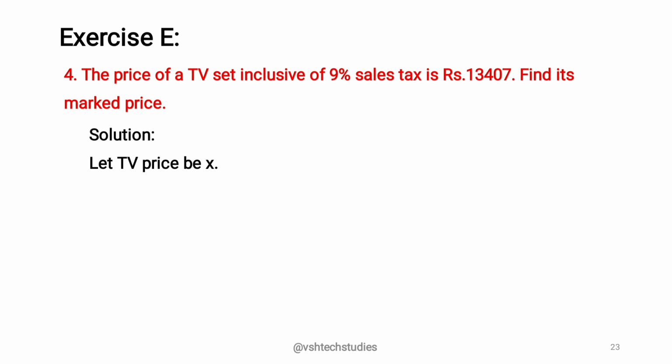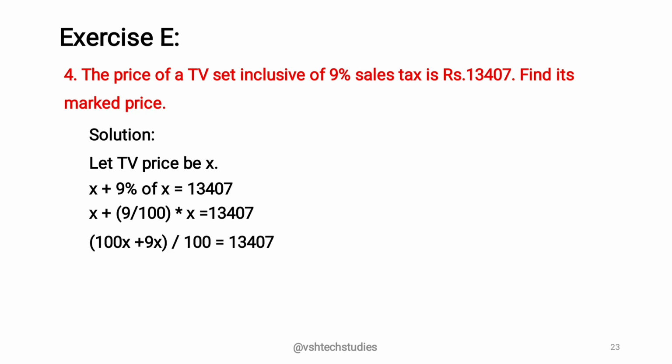So let the TV price be x, then x plus 9% of x. x is the mark price of the TV, 9% of x is the sales tax. Total is equal to 13,407, what they have given. Now x plus, as 9% means 9 upon 100, of means multiplied by, then x as it is, equal to 13,407. Now the left side of the equation is simplified.